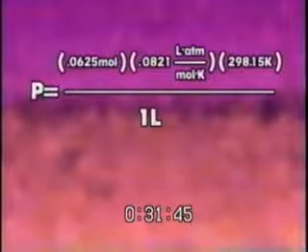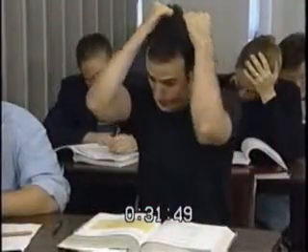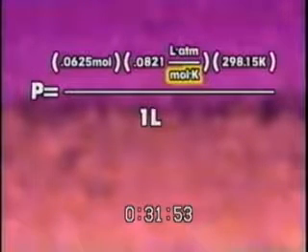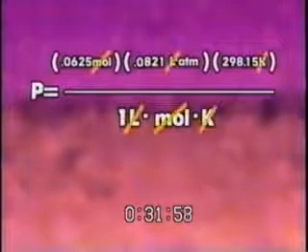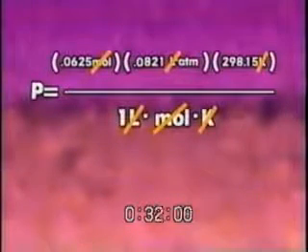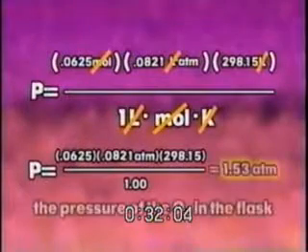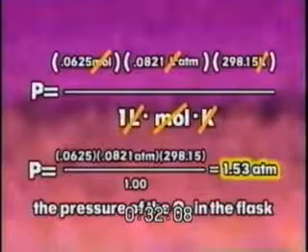Now here comes a little more algebra. Relax, it's not hard. The denominator in the gas constant, moles times Kelvin, shifts down to the denominator of our equation. So we'll cross out all of the terms in the equation and multiply the terms in the numerator. That leaves us with 1.53 atmospheres, the pressure of the oxygen in the flask.